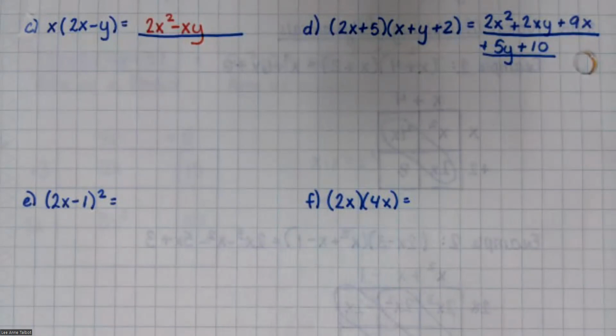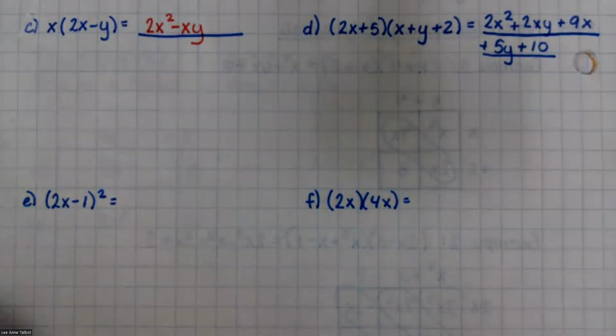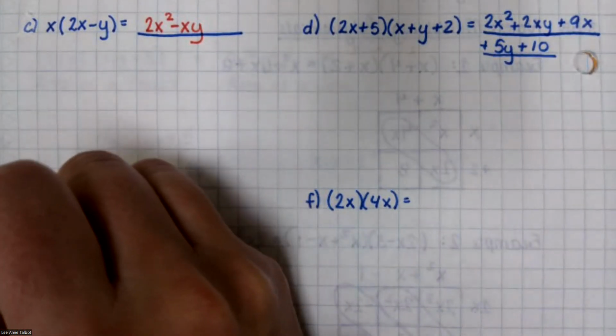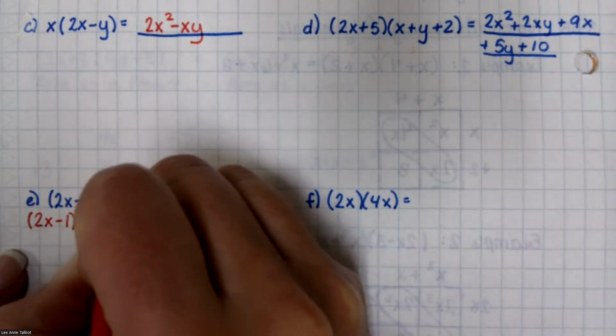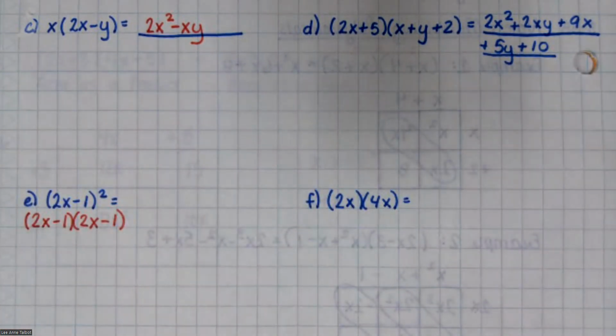Let me give you guys a hint for E. I'm seeing a lot of people doing some interesting stuff. So when you have something squared like that, you write it twice and make it a 2 by 2. Write it twice and make it a 2 by 2.